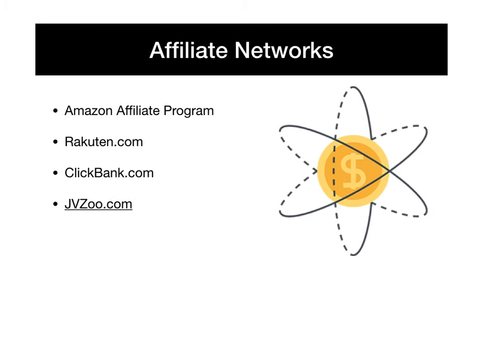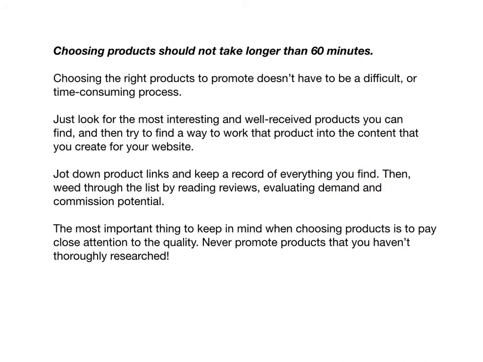Choosing an affiliate network. Start off with Amazon Affiliates Program, Rakuten.com, ClickBank.com, and JVZoo.com. Choosing products shouldn't take longer than an hour. Just look for the most interesting and well-received products and find a way to incorporate those into high-quality content. Record everything you find, then weed through the list by reading reviews, evaluating demand and commission potential. The most important thing is to choose products that are high quality. Never promote products that you haven't thoroughly researched.